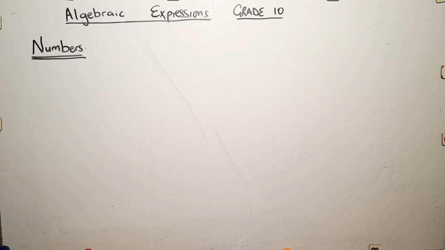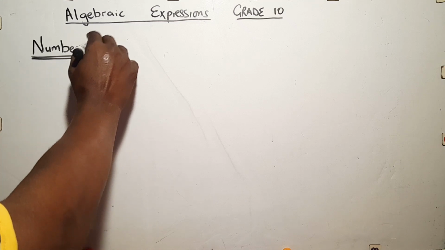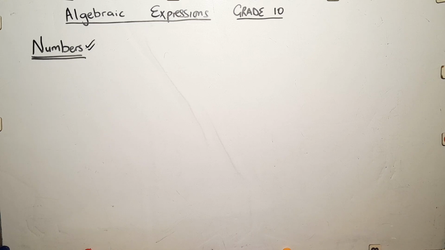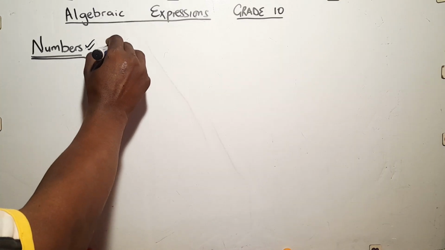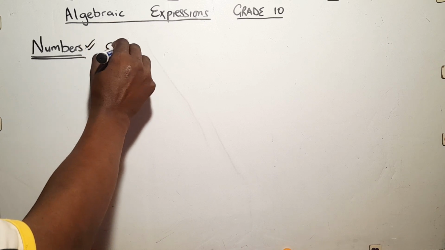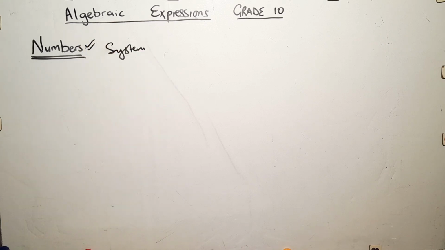So today we are on algebraic expressions, grade 10. To understand algebraic expressions, obviously we have to start with numbers so that we understand all the numbers that we have. In grade 10, we are going to deal mostly with real numbers. So firstly, let's talk about numbers in general so that you understand the whole system of numbers. This is the whole number system that we have in all of maths.